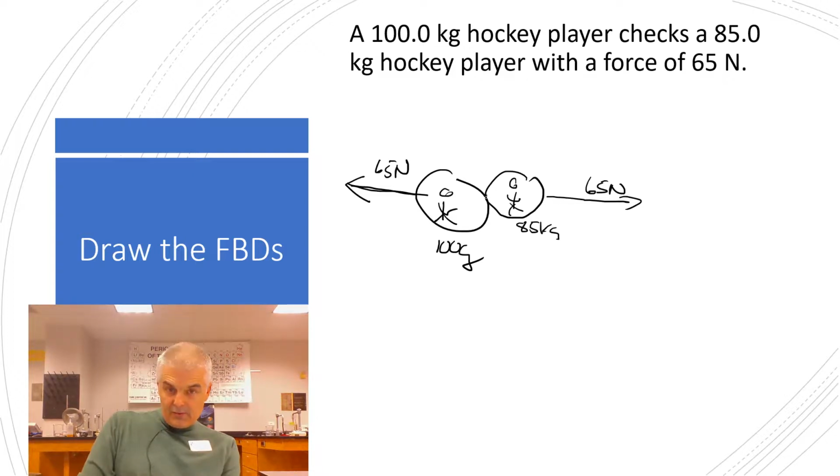Now you might say, why aren't we drawing it right here where they're actually hitting each other? Because we always draw away from that. That's how force body diagrams work. Now you might realize that the 100-kilogram guy is going to move less than the 85-kilogram guy because, of course, we learned about that in Newton's second law. But the forces are going to be equal and opposite.